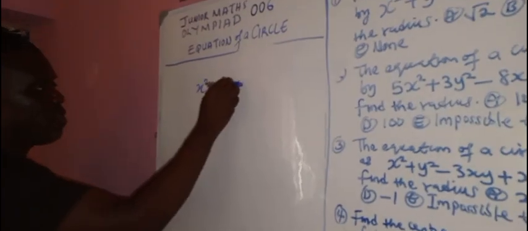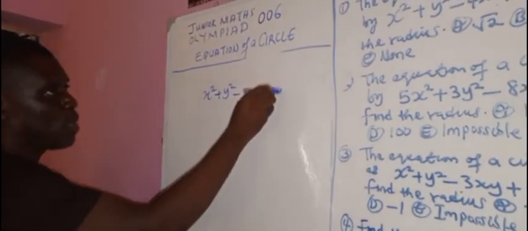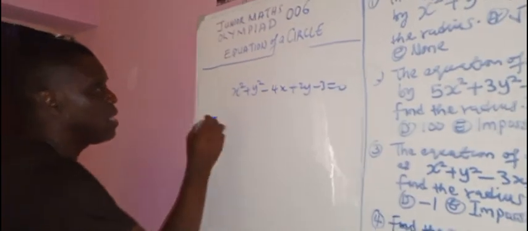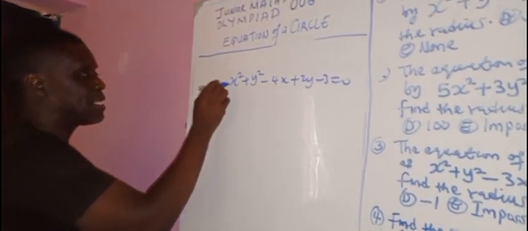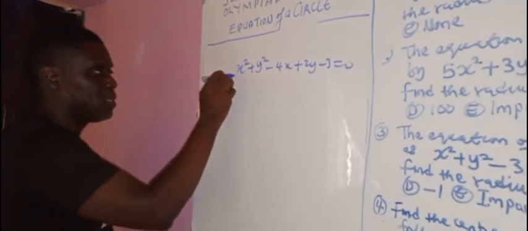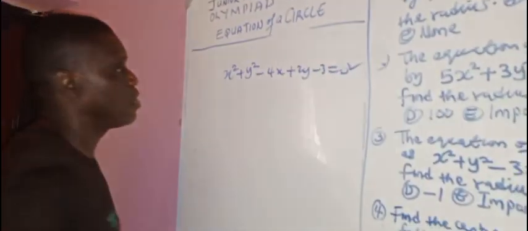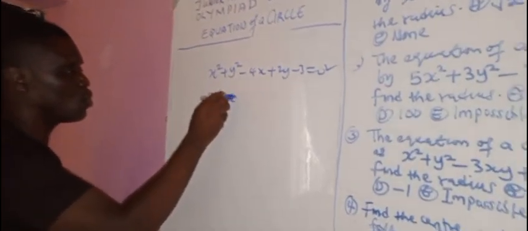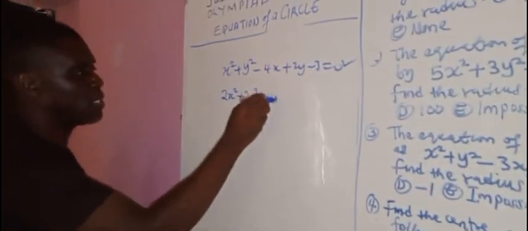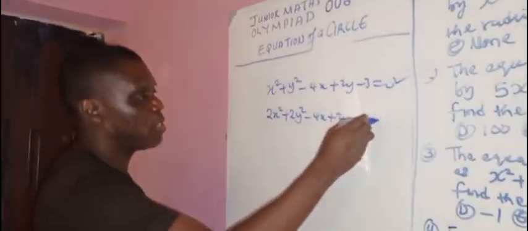Now, we want to see how to get this problem solved. Now, there are some characteristics of equation of a circle. So we have x squared plus y squared minus 4x plus 2y minus a constant equal to 0. Now, this x squared must have a coefficient of 1. So this one conforms to equation of a circle. Or it must be something like this, 2x squared plus 2y squared minus 4x plus 2y minus 3 equal to 0.